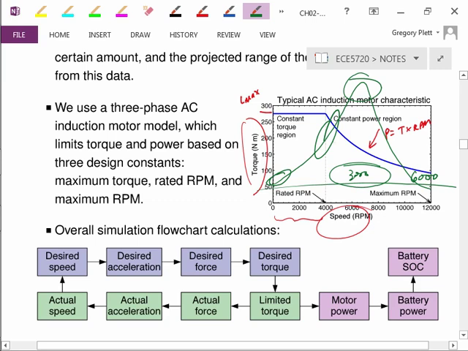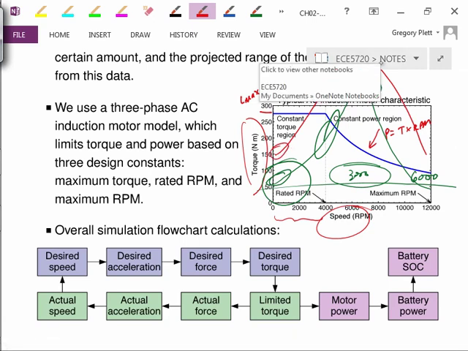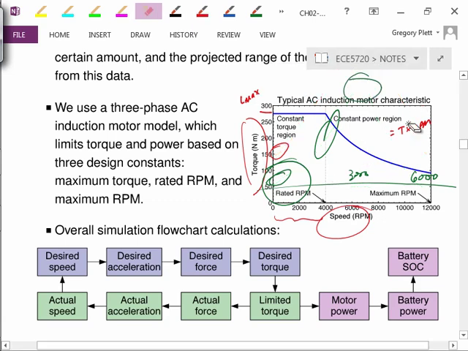But the acceleration from zero is pitiful. It's really, really low. So we have to design way overpowered engines to get this desirable acceleration from 0 to 60, whereas for the electric motor we don't need that at all.